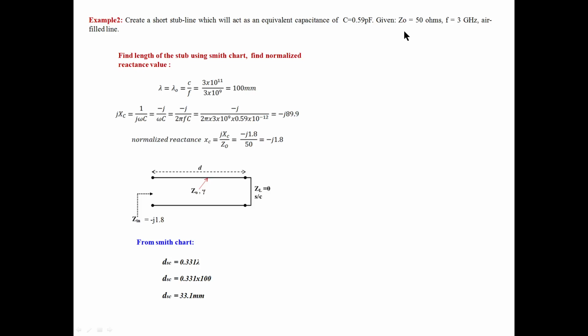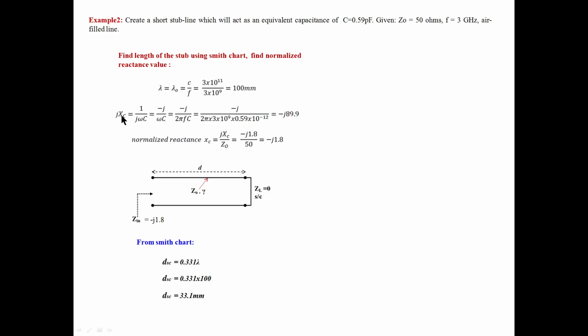Given which transmission line we are supposed to use, that transmission line must have a characteristic impedance of 50 ohm, operating at 3 gigahertz, and an air filled line again. Air filled line, velocity and wavelength are the same as in free space. So lambda calculated for this 3 gigahertz is 100 mm. But the question is, you have to implement capacitance, not inductor. So again, we should find out a reactance.